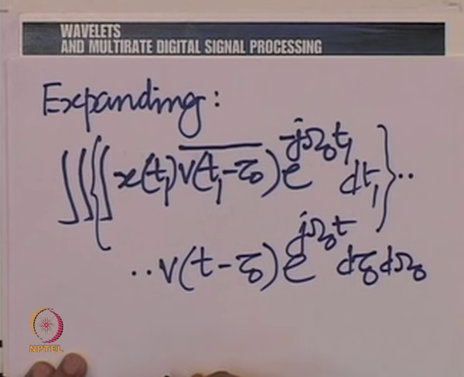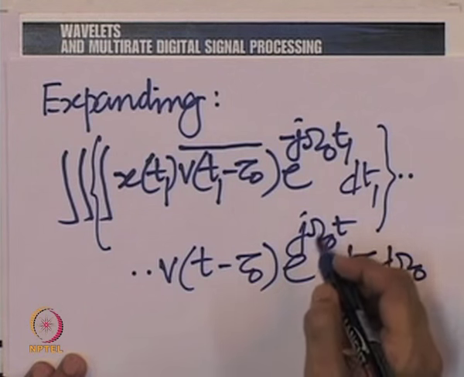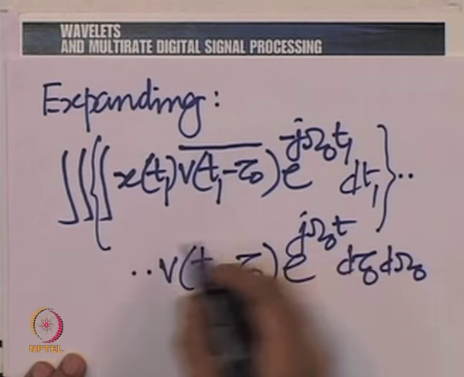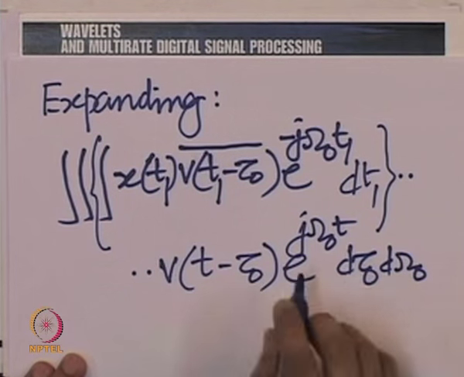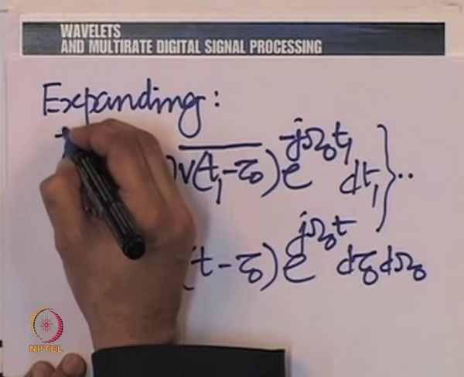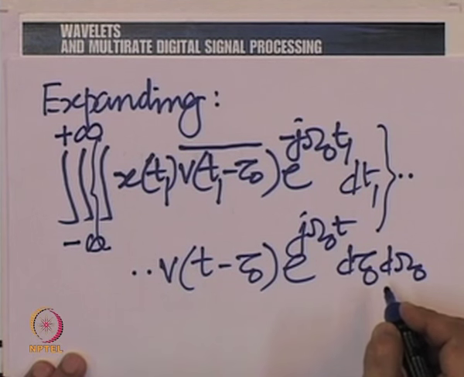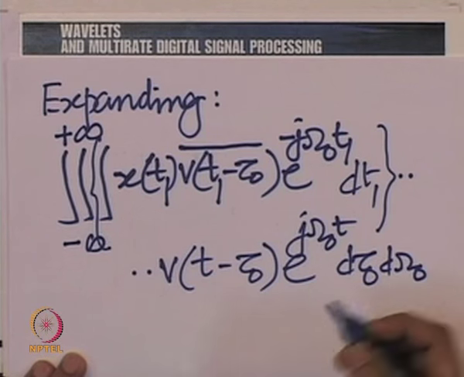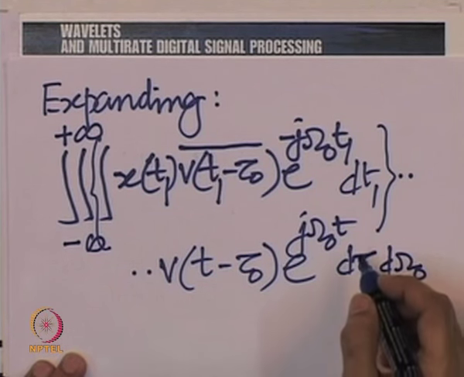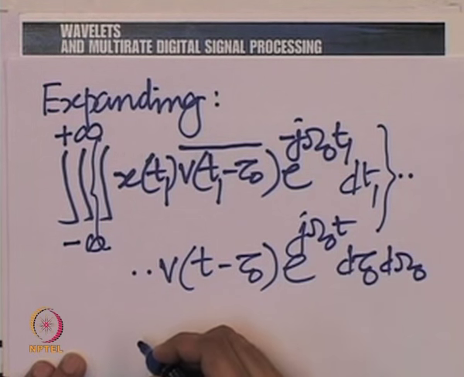Now, let us make an observation on this. We will first make an observation on this part here. So, let us interchange the order of the integrals. Incidentally, all these integrals are from minus to plus infinity, so I have not written that down explicitly. Let us first look at this integral. We should take one integral at a time. So, it will be easier to evaluate the integral on tau naught and omega naught first and then take up the integral on t1 and so on.